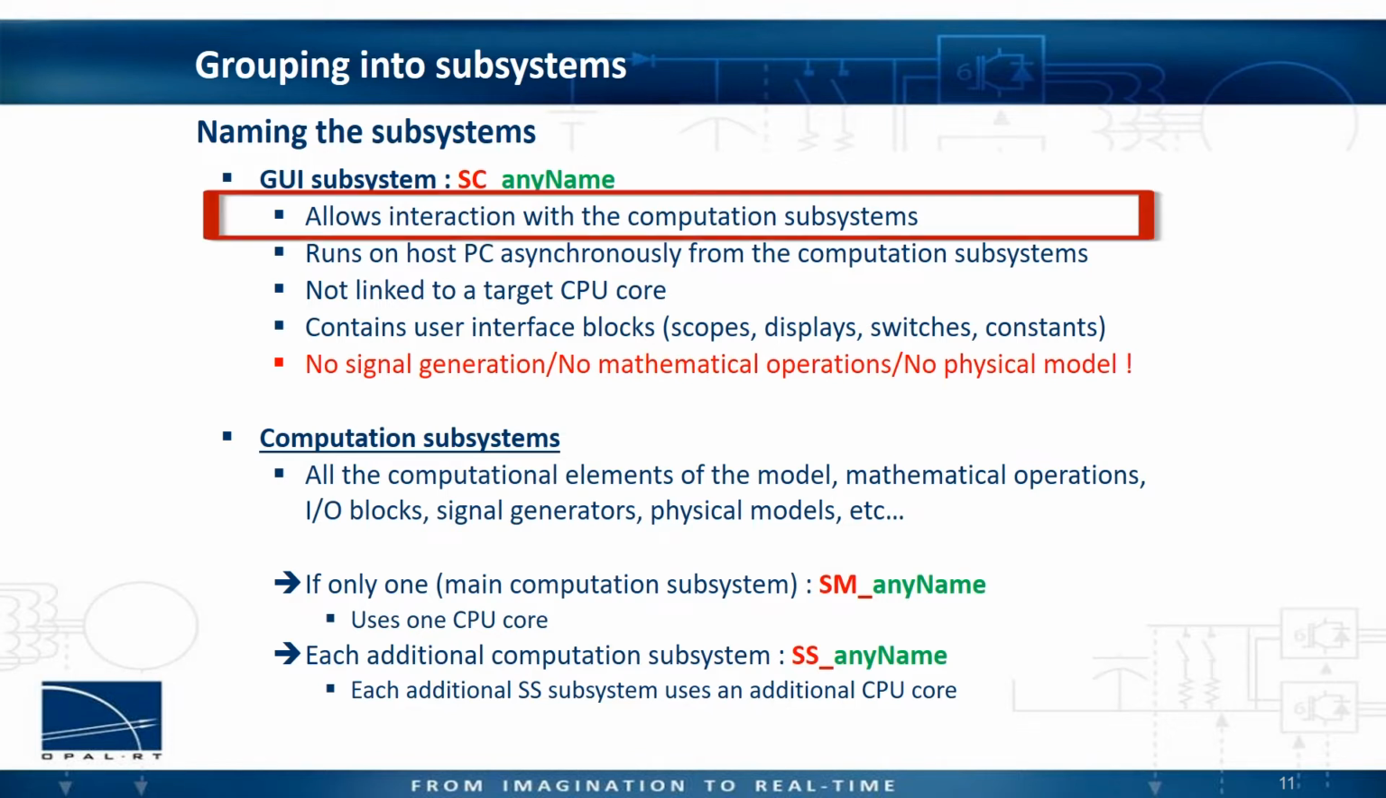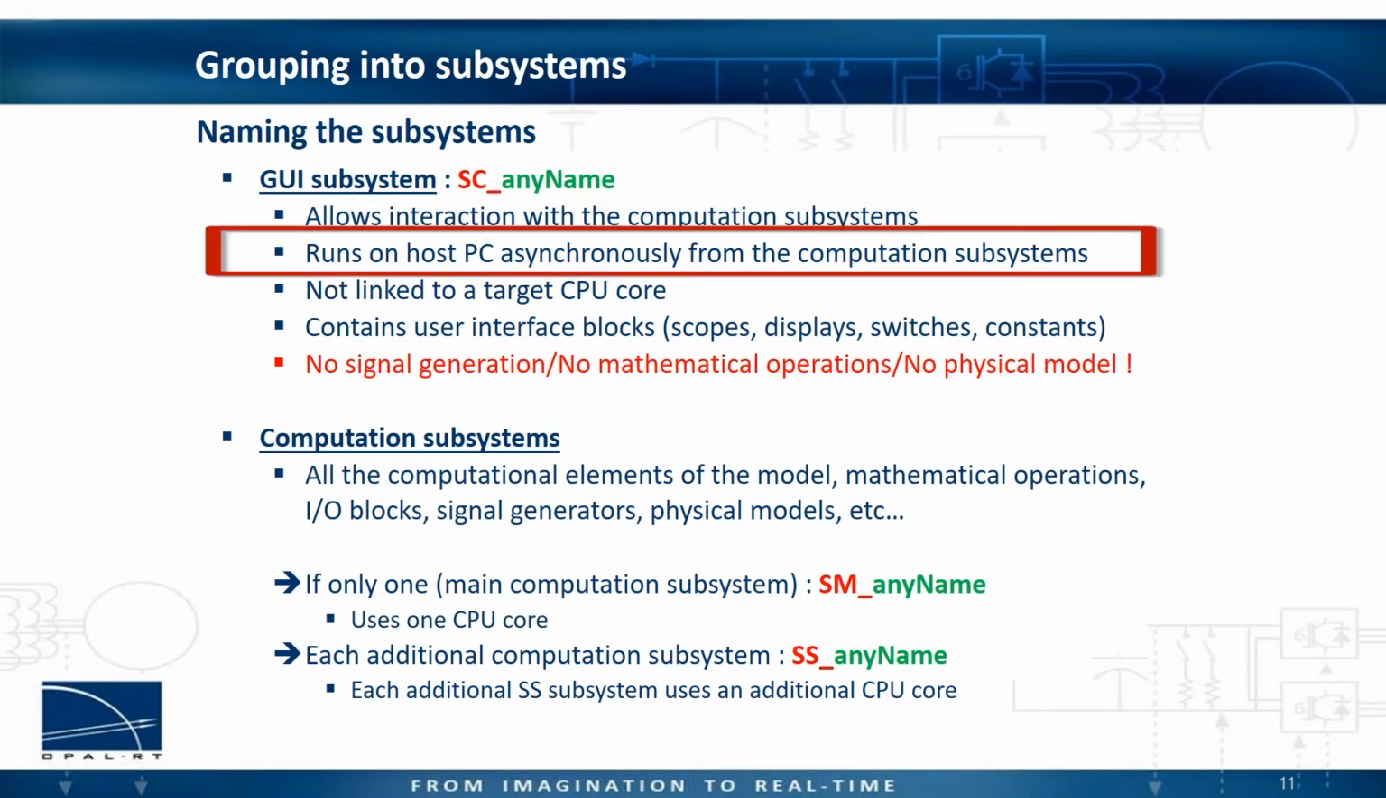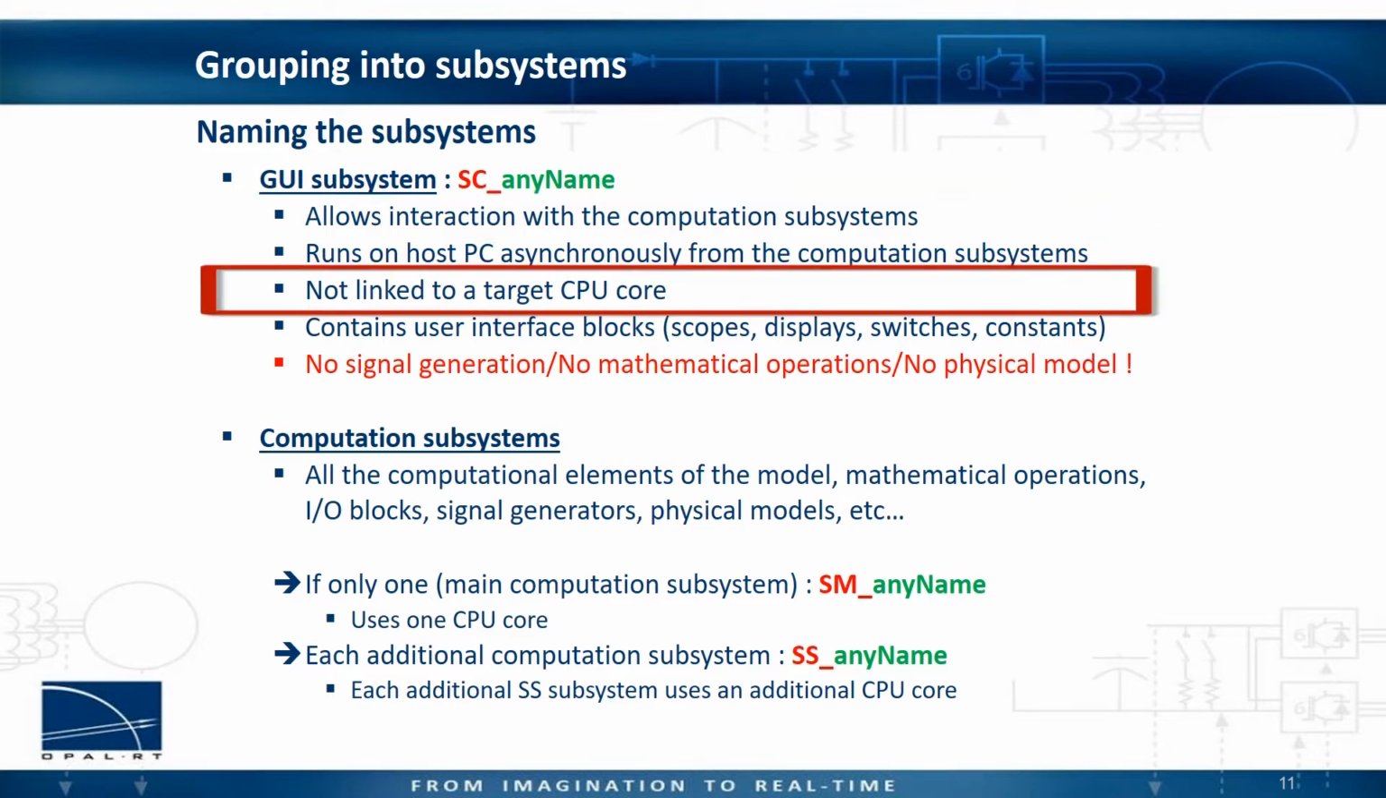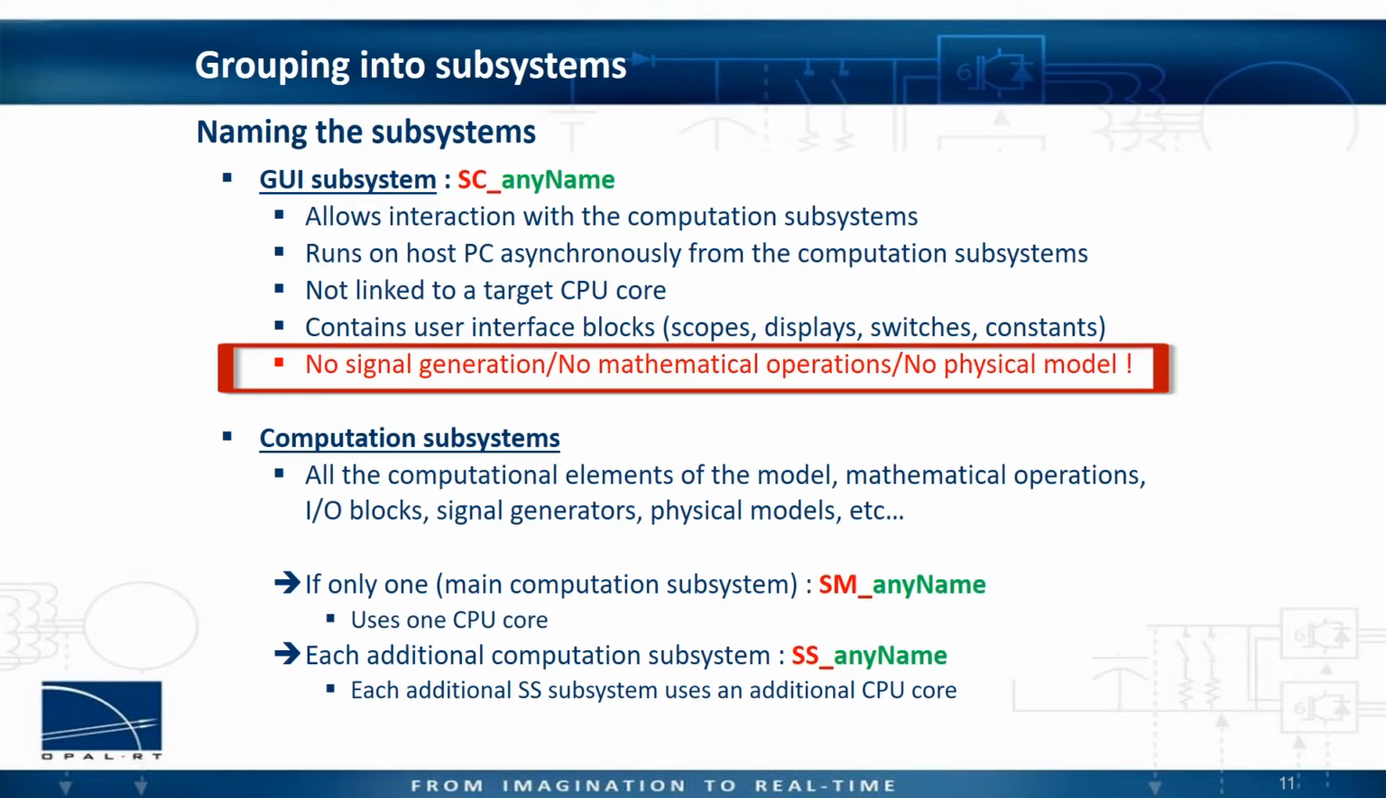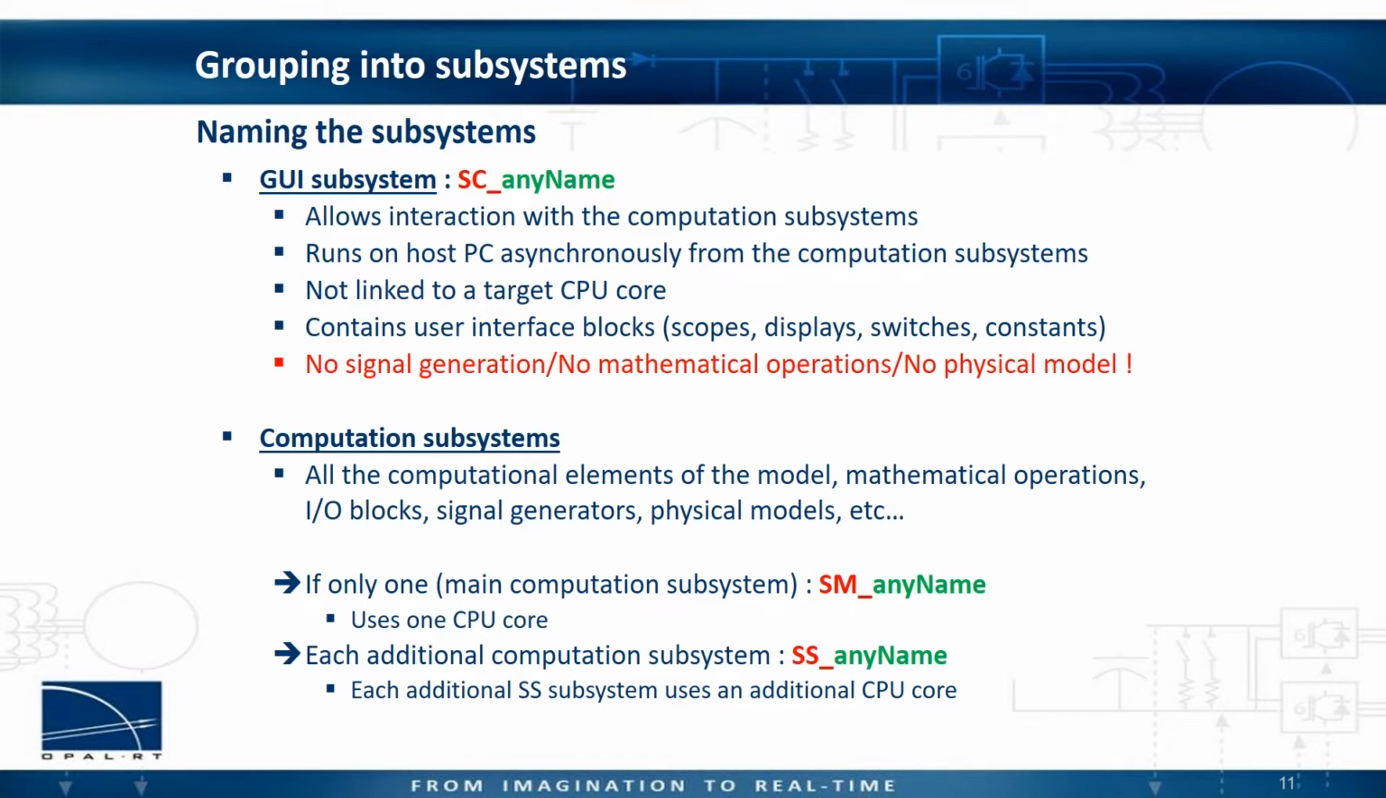The GUI subsystem allows interaction with the computation subsystem, runs on the PC asynchronously and is not linked to any CPU core. No signal generation, no mathematical operation, and no physical model should be placed in the GUI subsystem. So the GUI subsystem is named in blocks SC underscore any name.